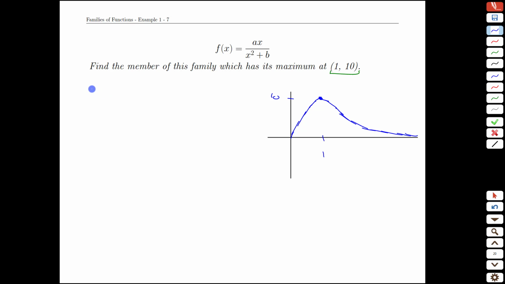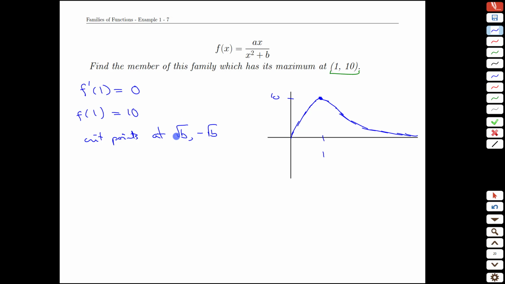Well, what we can do is say, if that's going to be our critical point, we know that the derivative at 1 is going to equal 0. We also know that f of 1 is going to equal 10. Those are two mathematical statements we can derive from the family having its maximum at the point (1, 10). Once we have those mathematical statements, we can go back to our function and actually see which family member satisfies these. Well, remember when we said that the critical points of this function were at root b and negative root b?